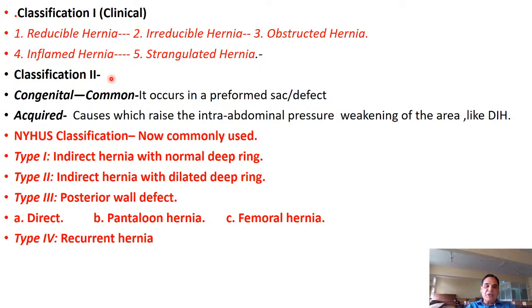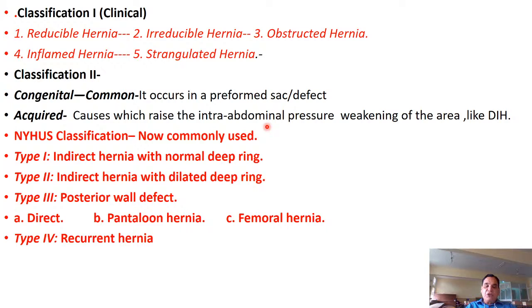The second classification, simply put, is congenital and acquired. Congenital is more common because by definition this is occurring in a preformed sac. Acquired means there is no preformed sac, but there is a deficiency or excessive pressure. What is it? A rise in the intra-abdominal pressure and weakening of the posterior inguinal wall. That is the major cause for DIH, that is a direct inguinal hernia, posterior wall deficiency, and all surgeries are directed towards the reinforcement of the posterior wall.